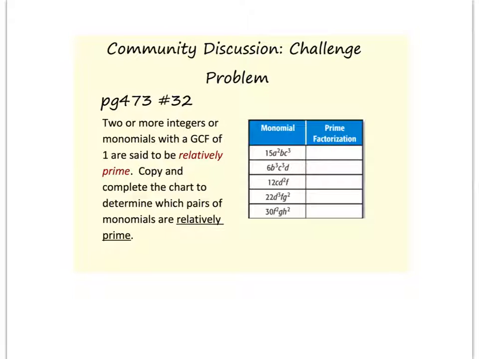Let's take a look at a warm-up problem. From page 473, this is number 32. This problem states that two or more integers, or monomials, with a GCF of 1 are said to be relatively prime. Copy and complete the chart to determine which pairs of monomials are relatively prime. So go ahead and take a few moments here and see if you could complete this problem and see which two monomials are relatively prime.